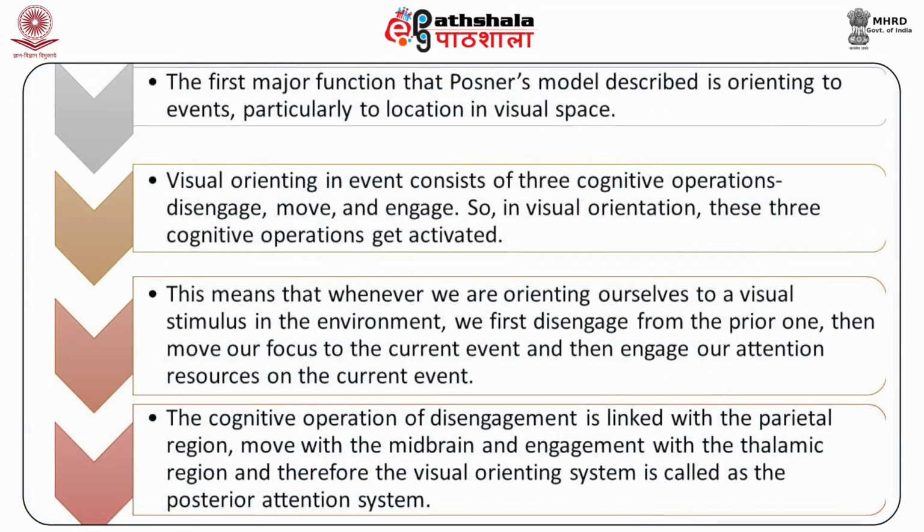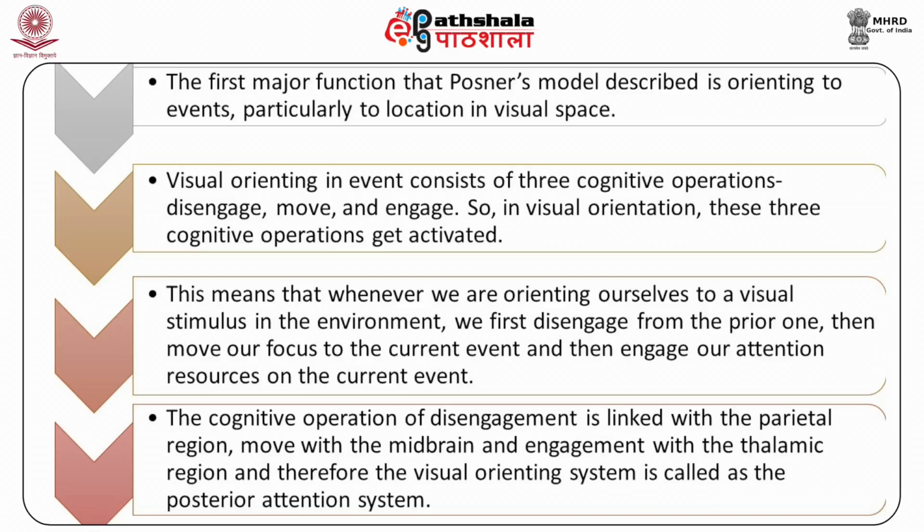The first major function that Posner's model described is orienting to events, particularly to location in visual space. Visual orienting consists of three cognitive operations: disengage, move, and engage. So in visual orientation, these three cognitive operations get activated. This means that whenever we are orienting ourselves to a visual stimulus in the environment, we first disengage from the prior one, then move our focus to the current event, and then engage our attention resources on the current event.